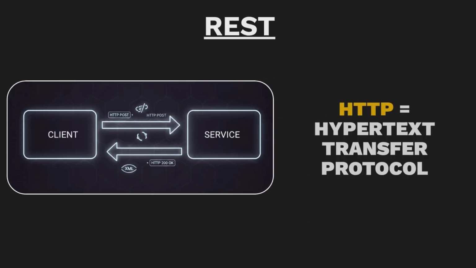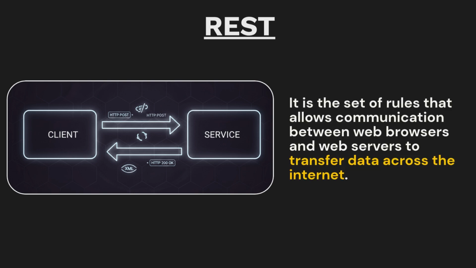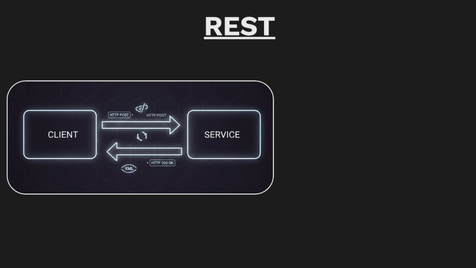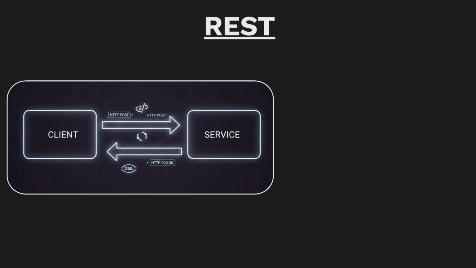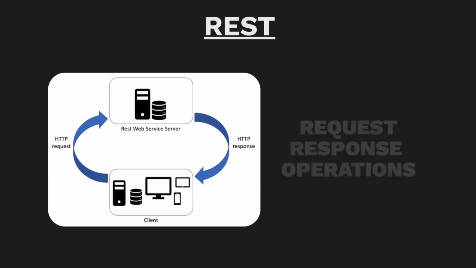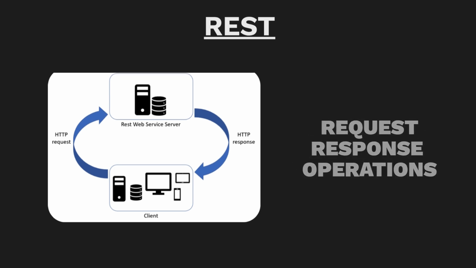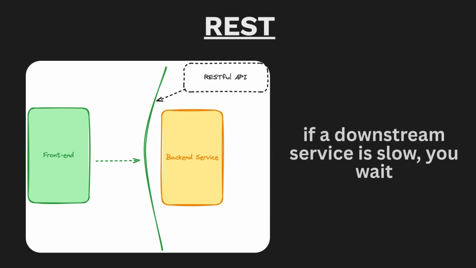This is the classic way services communicate using HTTP. It's stateless, simple, and works everywhere without needing any special client libraries. You usually send data as JSON or XML, which makes debugging straightforward with browser tools or Postman. Its synchronous nature means you get an immediate response, great for predictable request-response operations. REST is perfect for front-end backend communication or small internal APIs. The only drawback is that if a downstream service is slow, you wait.